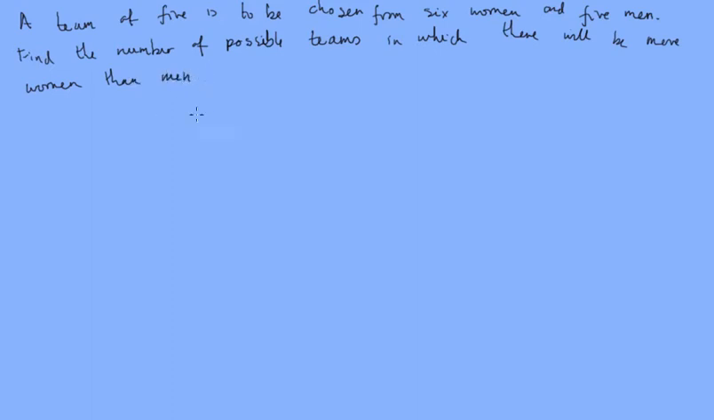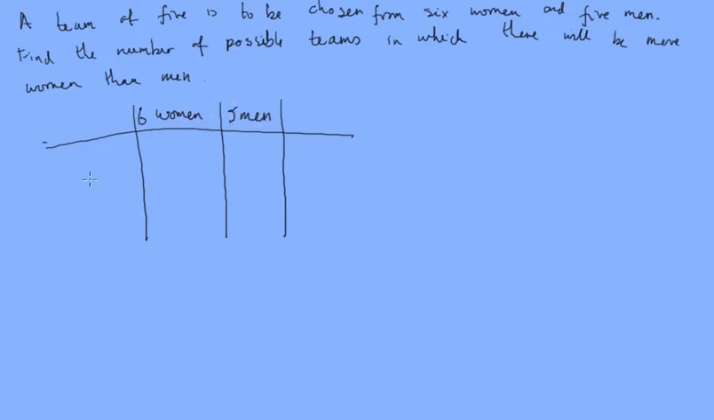So again, we're going to have to split this up. So let's think of the different combinations. Here we have from the 6 women and from the 5 men. Now, what can we have? We can have 3 women and 2 men. So we're thinking how many ways to make up a team of 5, but the majority must come from women. We can have 4 women and 1 man, and we can have all women and 0 men.